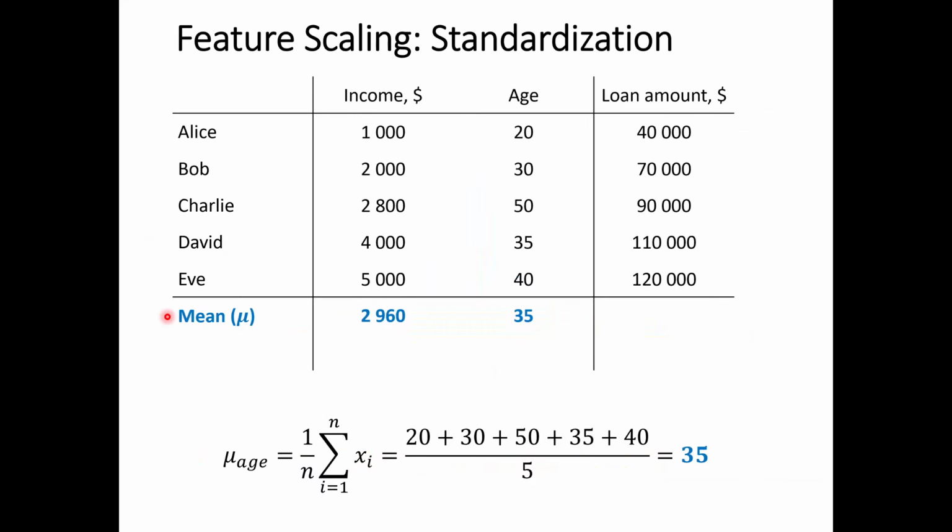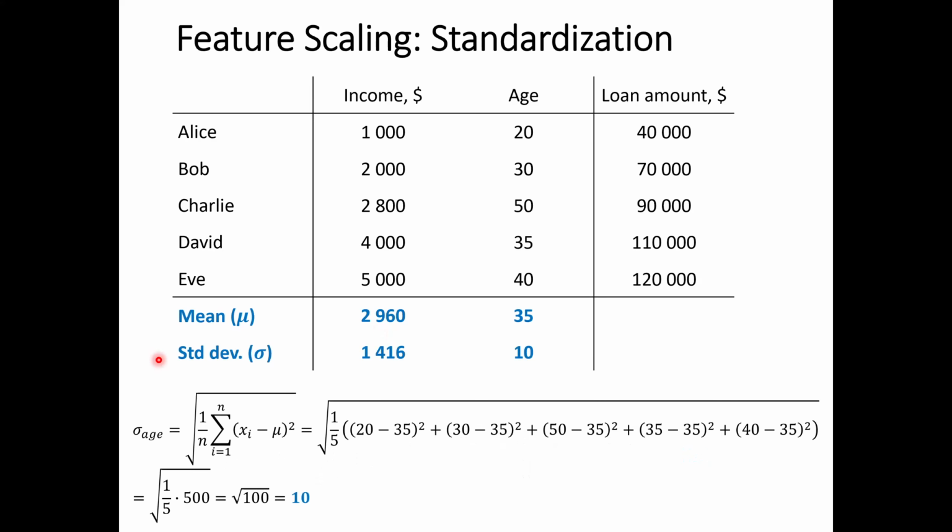Let's calculate the mean and the standard deviation using a simple example. According to the formula, the mean age is 35 and the mean income is 2,960. The standard deviation calculated by the formula is 10 years for age and 1,416 for income.